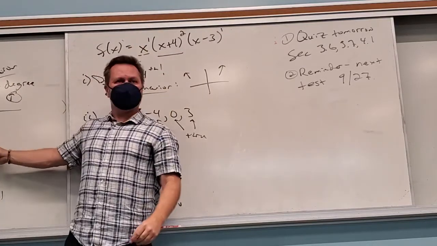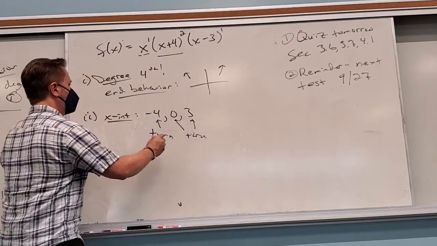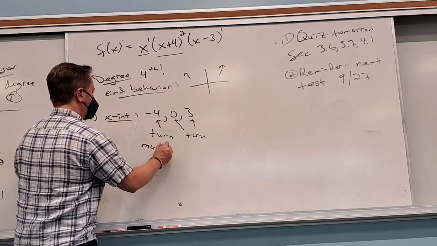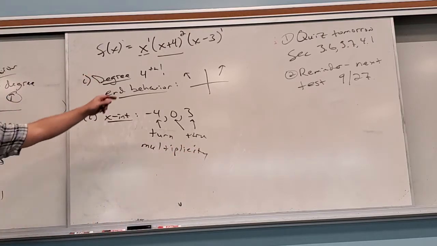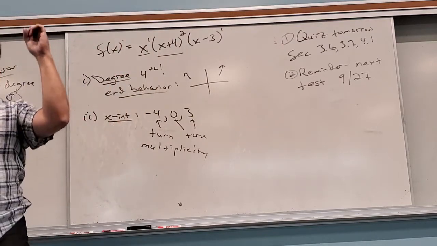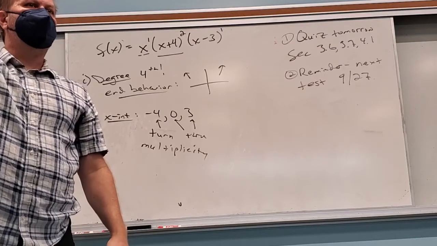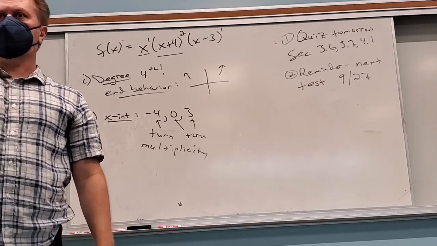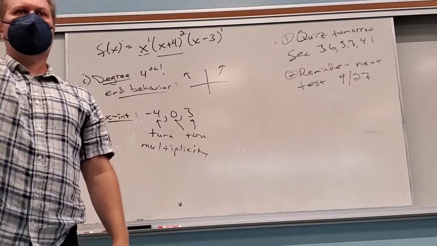And we saw exactly that happen over here, right? So it's sort of a shortcut. This is called multiplicity. So -4 has multiplicity 2. It has an even multiplicity. So it's going to be like a parabola and it's going to turn. If it's an odd multiplicity, it's going to be like a cube and go through. Does a cube turn? Nope. Keeps going. It goes right through.